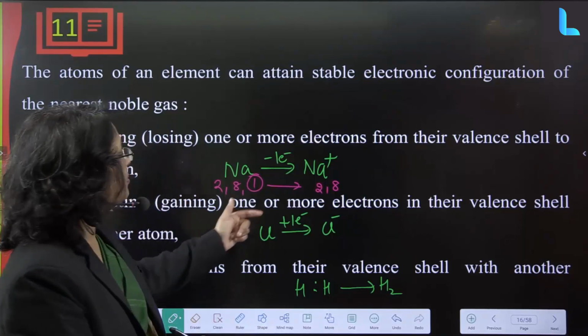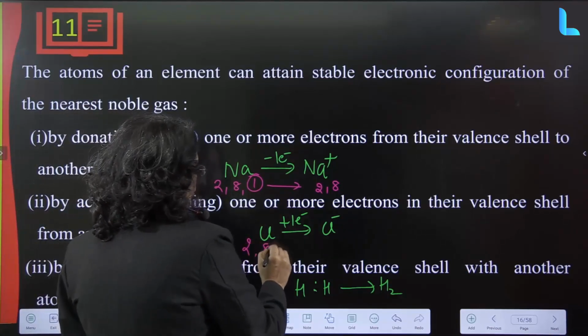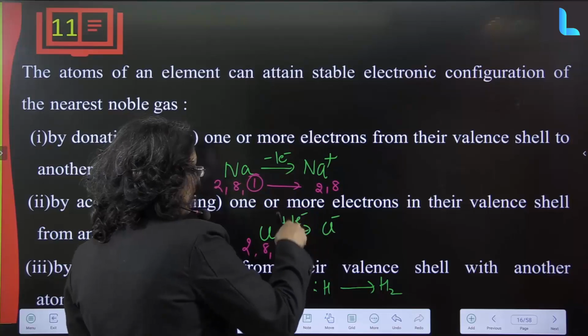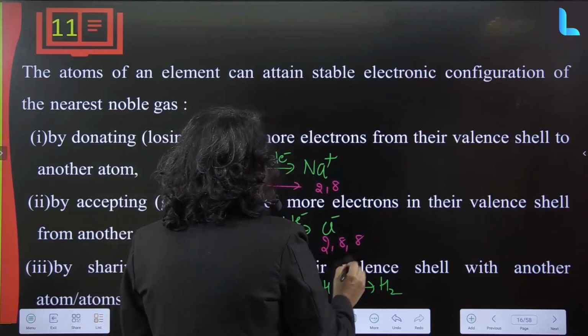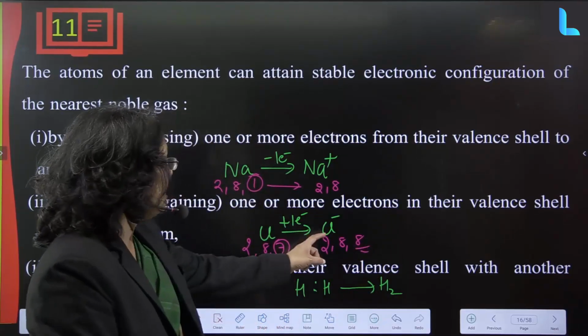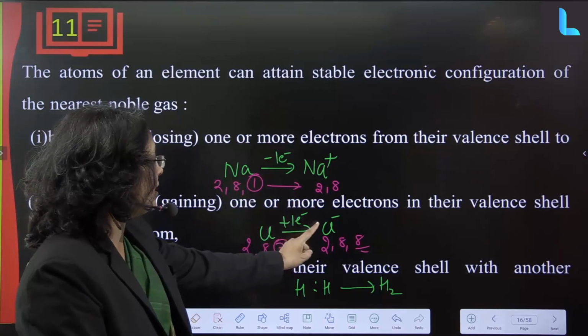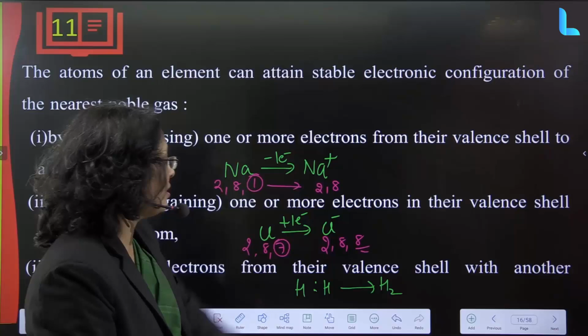Then, by accepting one or more electrons in the valence shell from another atom, here the configuration is 2, 8, 7. So by accepting one electron, you are getting 2, 8, 8. So the outermost shell has 8 electrons, completion of the octet. But here, because it has gained an electron, it is a negatively charged ion. Because it has lost an electron here, it is a positively charged ion.